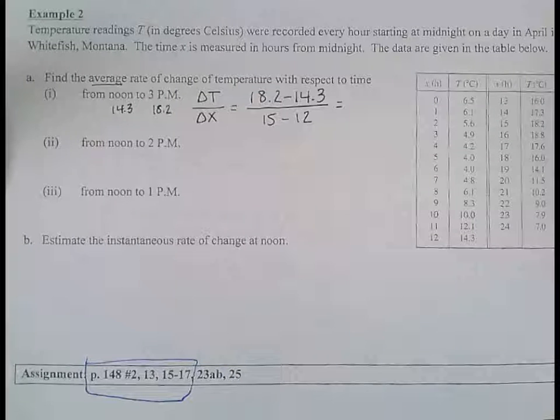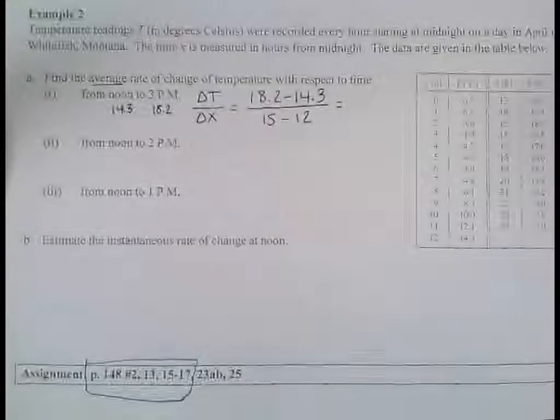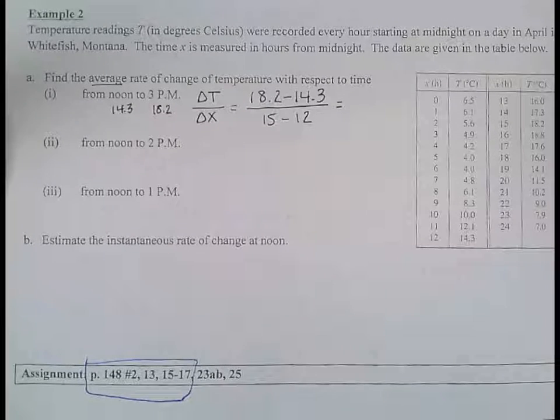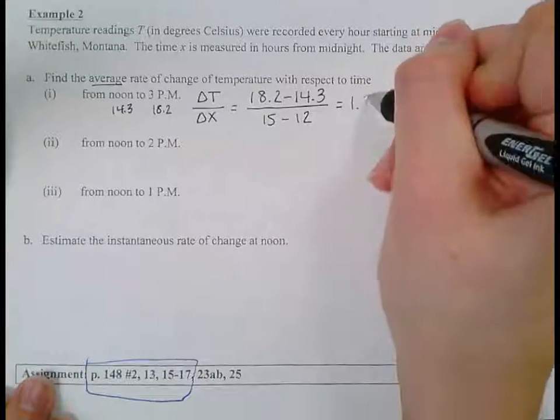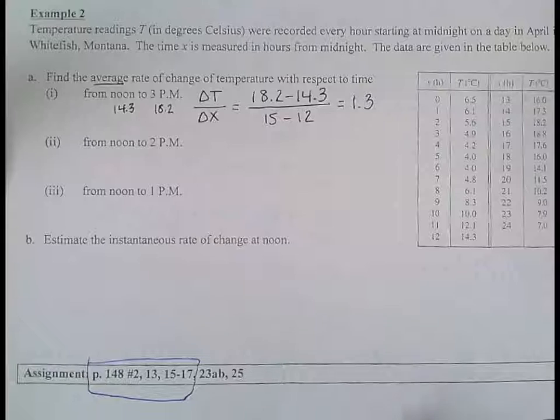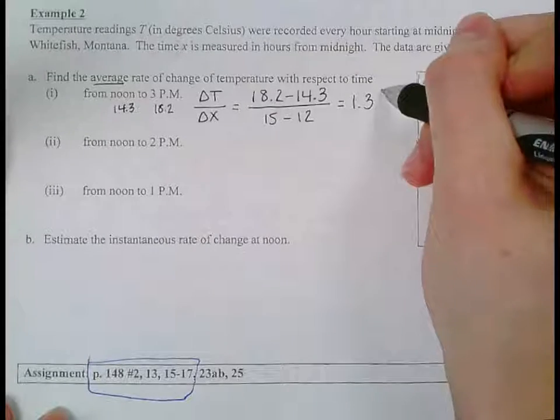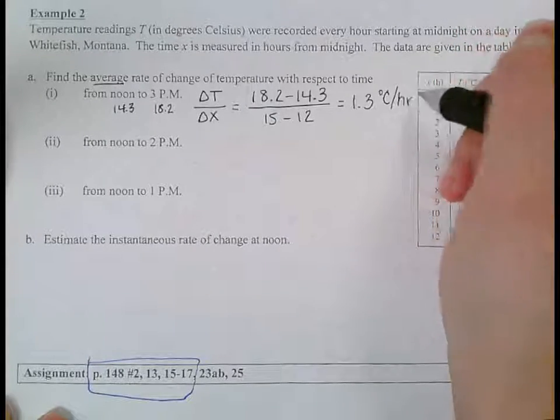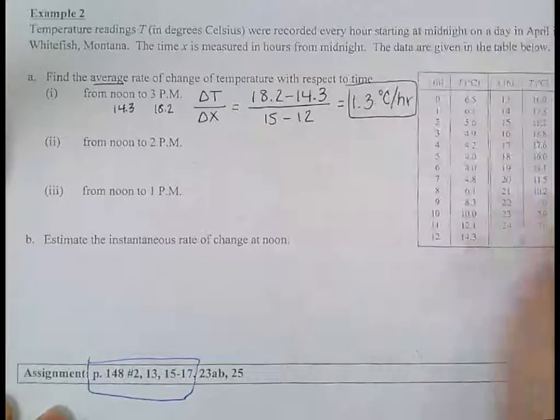So this would be 3.9 divided by 3, so 1.3 would be the average rate of change from noon to 3 p.m. What would the units on that average rate of change be? Degrees Celsius per hour.